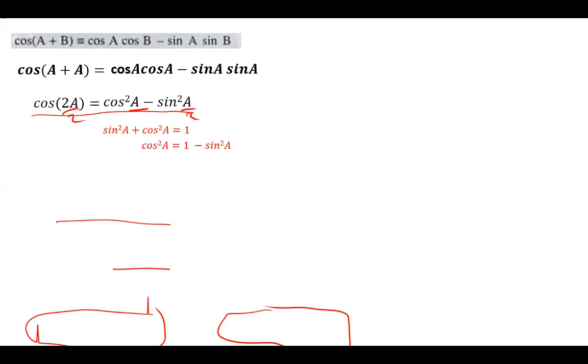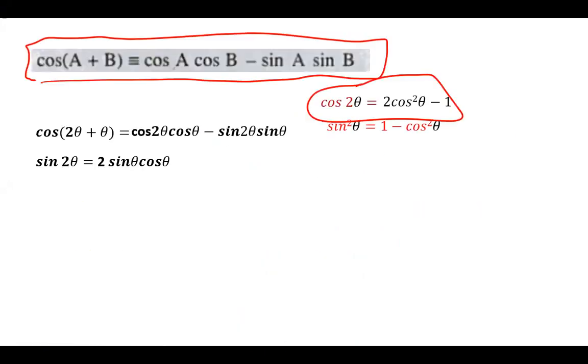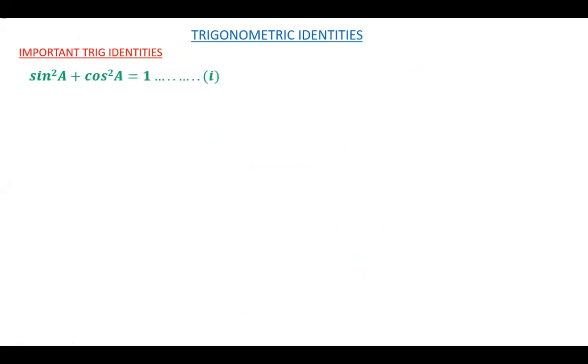Okay, let me just go to that same page. Avoid disturbances. Let me do this.